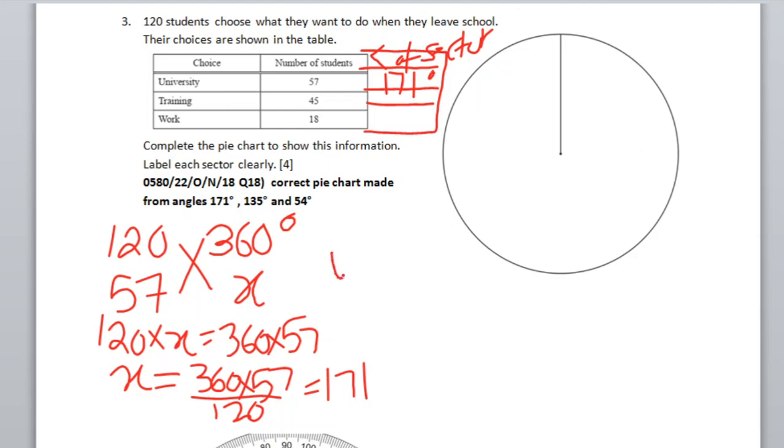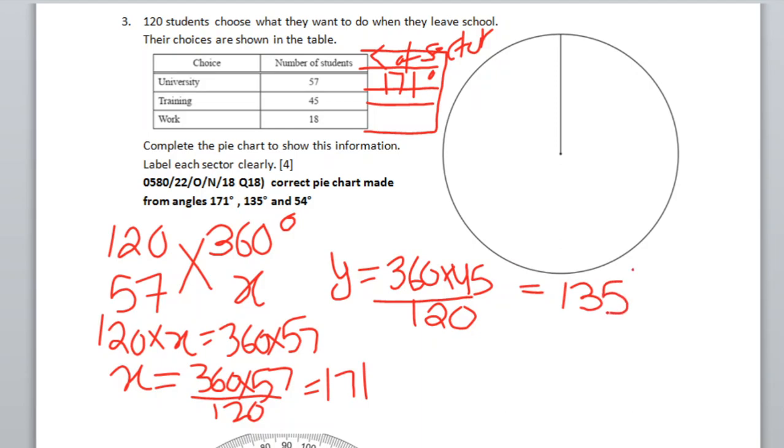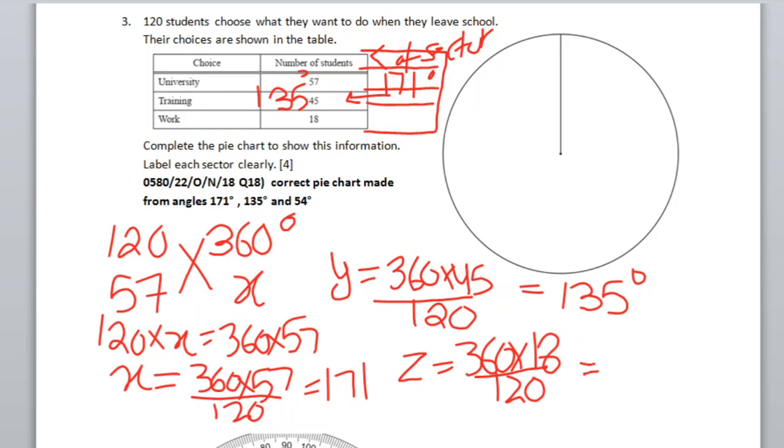So I'm writing the final value. Y is equal to 360 times 45 over 120. This will give us 135 degrees. And next, replace 45 with 18. So for the last part, 360 times 18 over 120, which should give us 54 degrees.